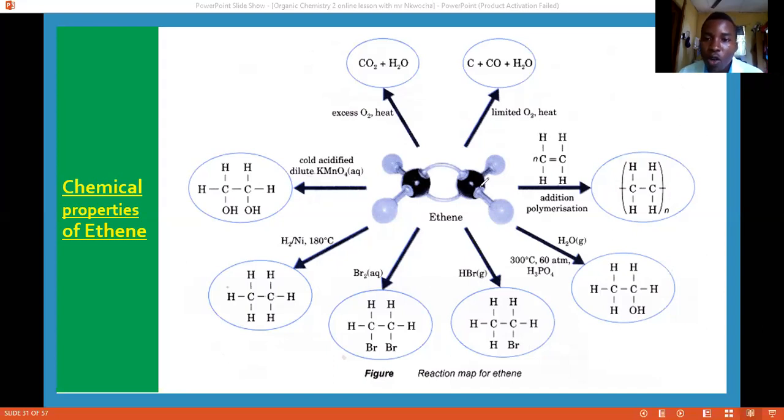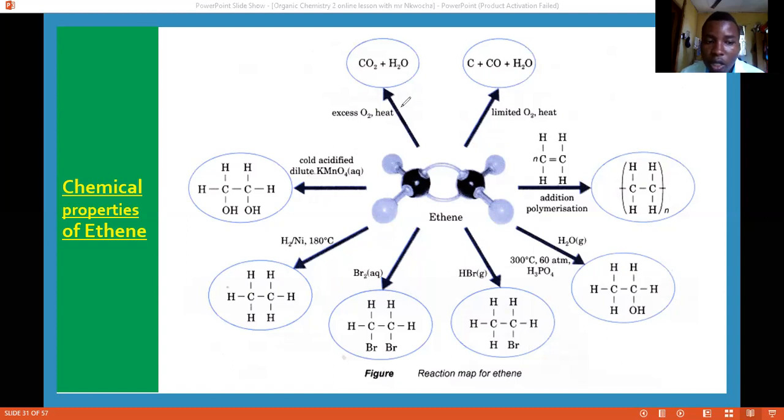Now, first of all, this is my 18. Whatever you are seeing here, that's my 18 molecule. Now, this 18 undergoes different kinds of reactions. So the first one we look at is combustion.